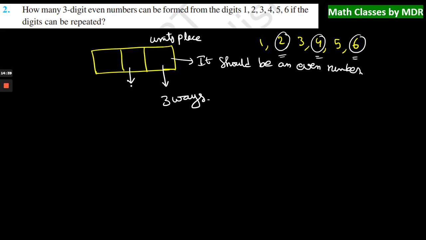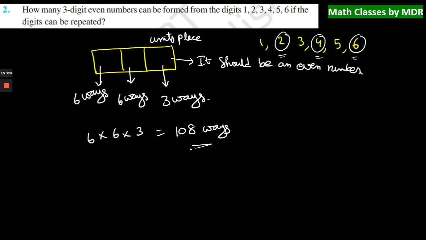Do we have any restriction to form an even number? Already the restriction is overcome, right? So now we can take any number here from 1 to 6. That means how many ways can I take? 6 ways. And what about the hundreds place? In the hundreds place also I can take any number: 1 or 2 or 3 or 4 or 5 or 6. That means I can fill this box in 6 ways, right? So now totally 6 into 6 into 3, that is 108 ways we can get 3-digit even numbers.